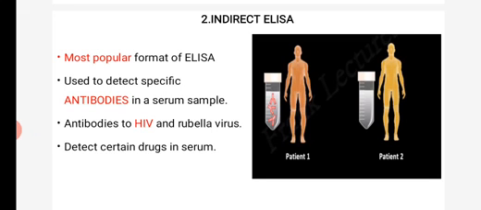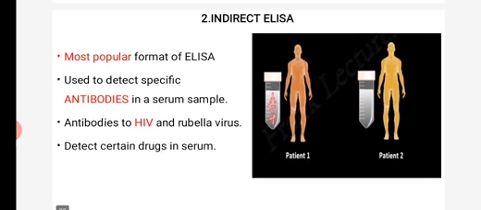Example, antibodies of HIV, rubella virus, etc. And it is used for detecting certain drugs in the serum. So we are taking two samples from patient 1 and patient 2, and patient 1 has serum consisting of antibodies.